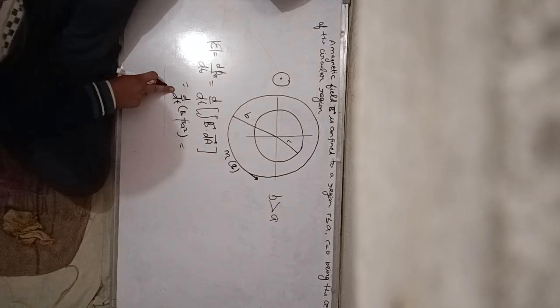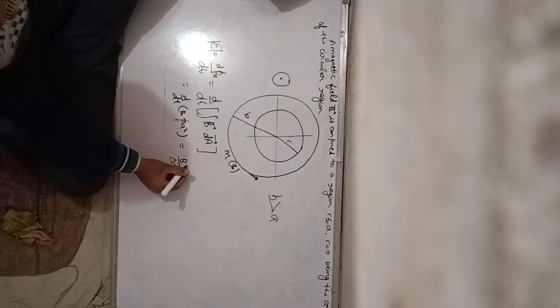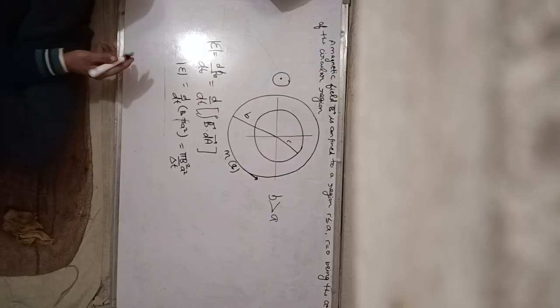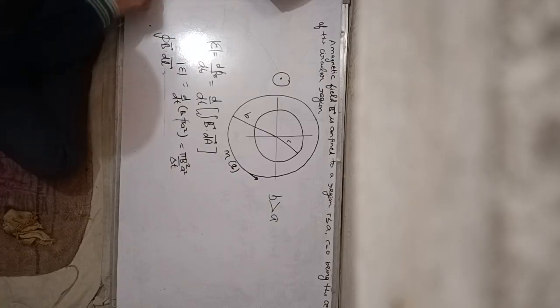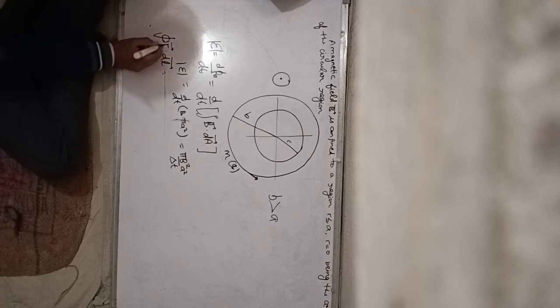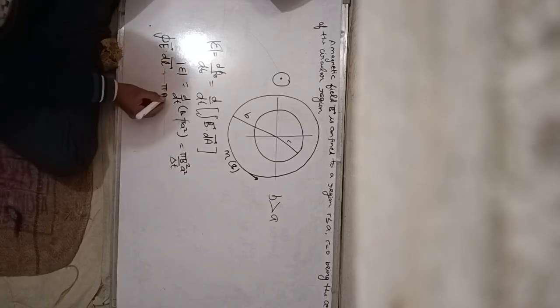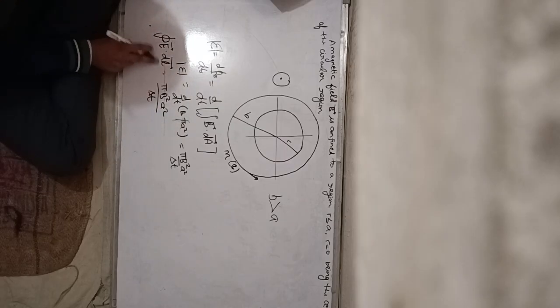And dB by dt, you know what this is? This is B upon delta t. So pi B A square upon delta t will be the induced EMF. And we know this induced EMF is equal to the closed loop integral of E vector dot dl vector, so E vector dot dl vector equals pi B A square upon delta t. And we can find what this is.